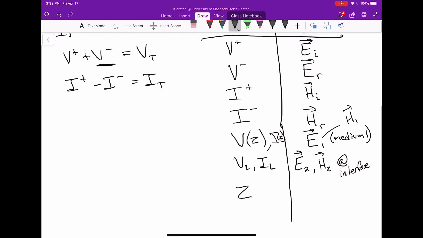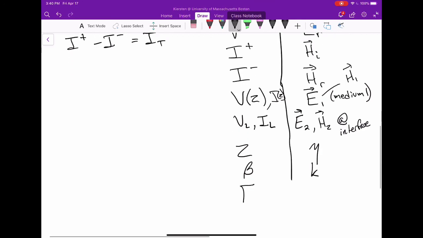Impedances correspond to intrinsic impedances of the media. Propagation constants correspond to wave numbers. Reflection coefficients correspond to reflection coefficients. Oh yeah, there's going to be one of those. Standing wave ratios exist in both problems. A lot of things are the same. So let's walk through and talk about how this problem works.